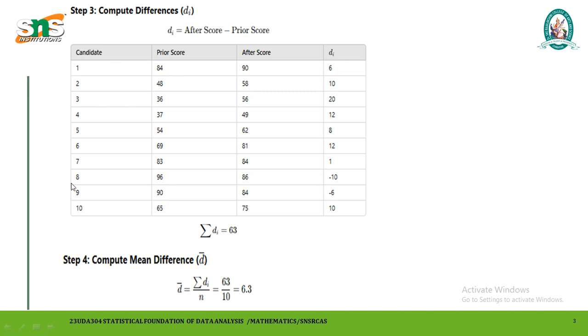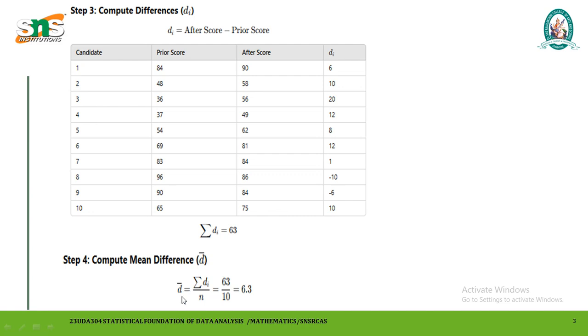Here there are 10 candidates in total. First we define the prior score, and after that we define the after score in the third column. Next we find the di value. To find the di value we subtract these values. Next we find the sum of all the di values, getting the summation of di as 63.